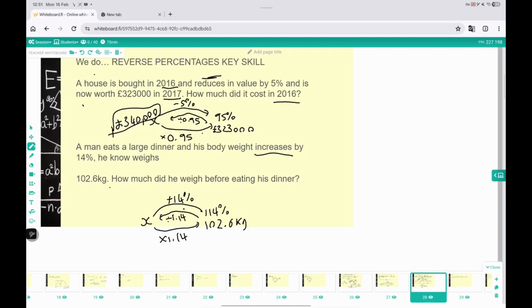You are always dividing with a reverse percentages question. So 102.6 divided by 1.14, we get 90. Again, 90 kilograms. Nice rounded number.